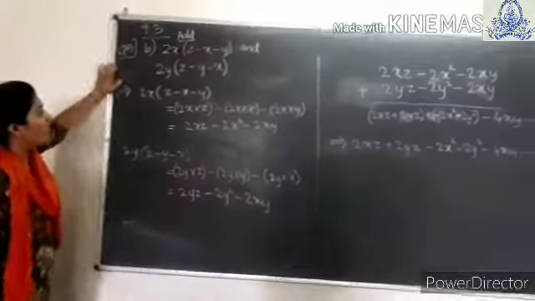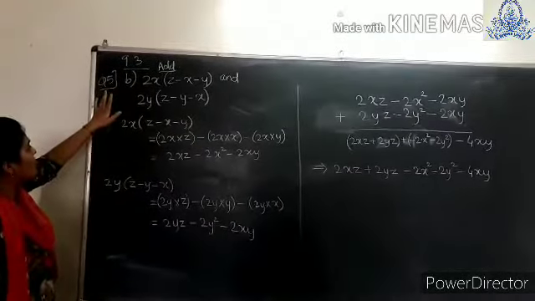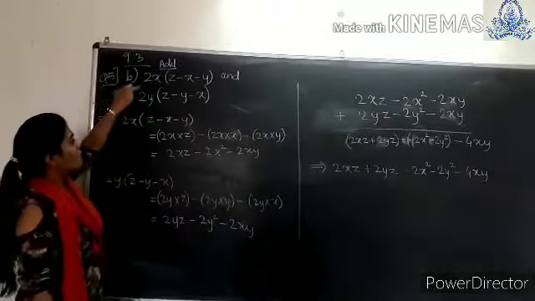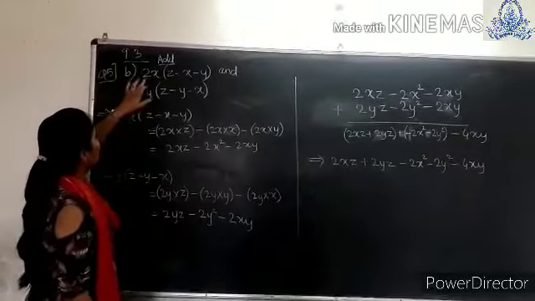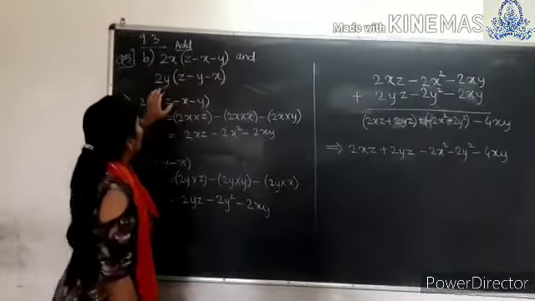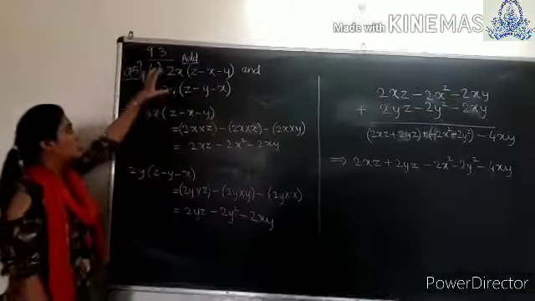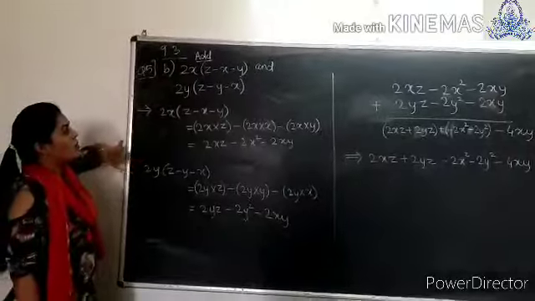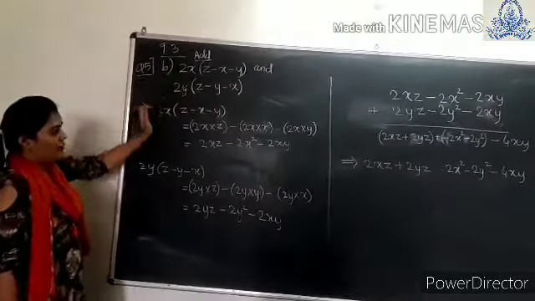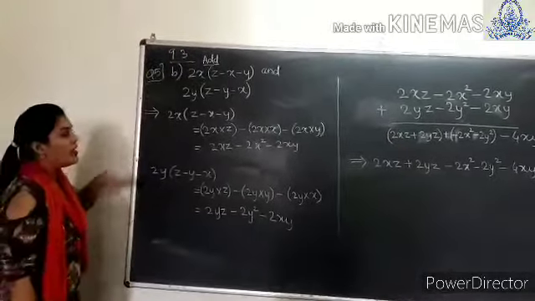See question number 5, the second question. Two polynomials are given: 2x into (z minus x minus y) and 2y into (z minus y minus x). You have to add both of these expressions. First we will simplify, and only then will we add them.